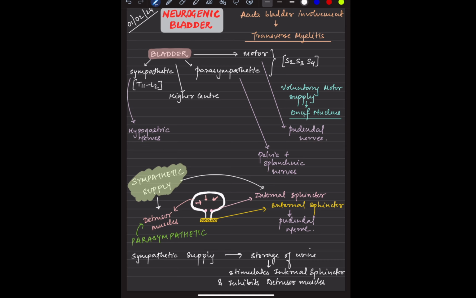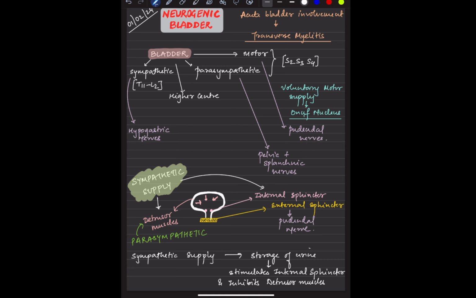In the higher center, we have certain things like the basal ganglia, the hypothalamus, the insula, the cerebellum, and the frontal gyrus. Okay, so now what happens if you need to void? There would be the detrusor muscle of the bladder, right? So this detrusor muscle will contract, and we have an external sphincter and an internal sphincter.